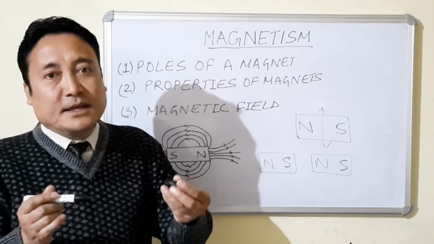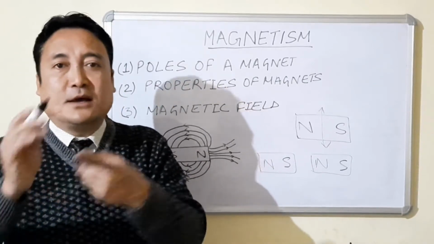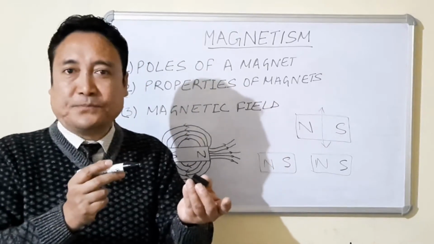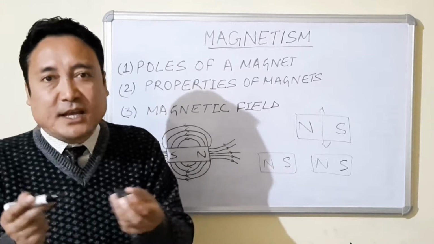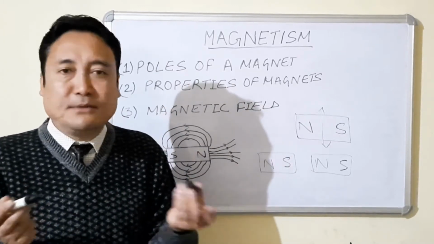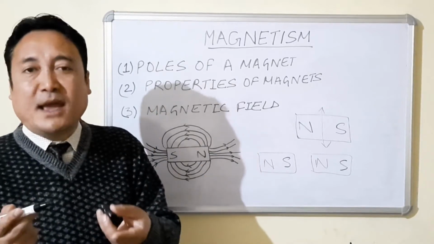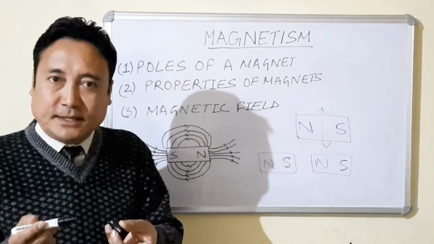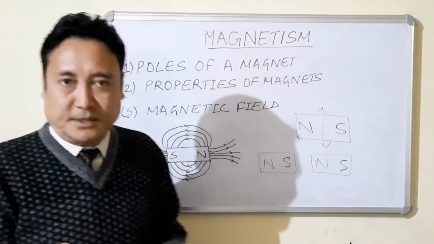And when you bring like poles, the same poles, one magnet having a north pole and another magnet also having a north pole, closer to each other, then what will happen? Instead of attraction, repulsion will take place. That means there will be no attraction; we call it repulsion. Therefore, like poles of a magnet will repel each other, and unlike poles of a magnet will attract each other. This is the second property.